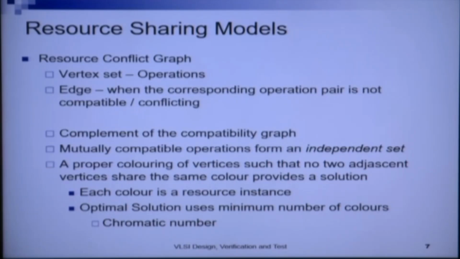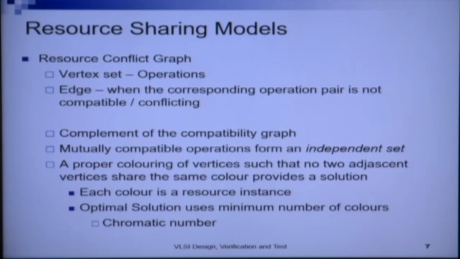So, when will two operations be conflicting? When these two operations are scheduled either in the same time step, or these two operations are unrelated, in the sense that they cannot be executed using the same functional unit type. However, it is true that if you have a set of compatible operations, they will form an independent set. What is an independent set? The vertices in an independent set will be those which do not share an edge between them. So, mutually compatible operations will form an independent set.